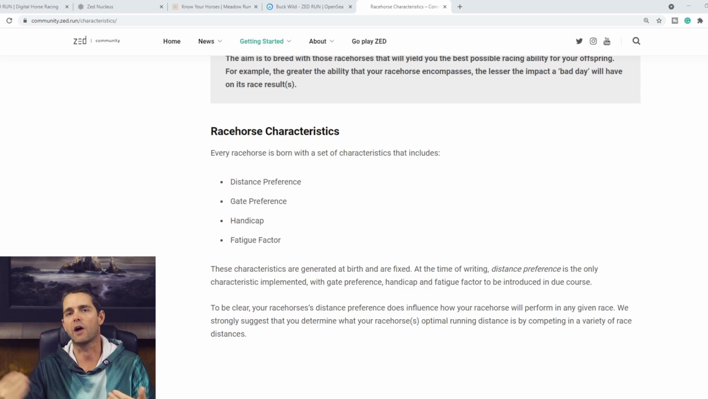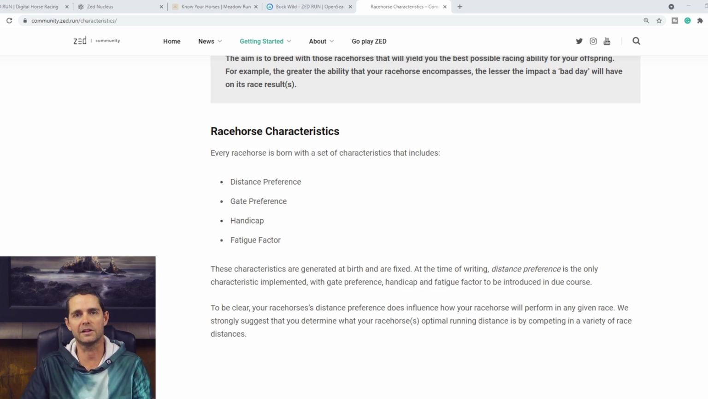Now, how do we go about ascertaining which distance our horse likes? Well, as it currently stands, the odds are a great indicator. So keep your eye on those racing odds. If your horse is getting lower odds, you know, $5, $6, $7, $8, $9, $10 odds at one particular distance and getting $15, $20, $30 odds at another distance, then maybe stop racing at the longer odds and start focusing on those shorter odds distances. That would be my recommendation.